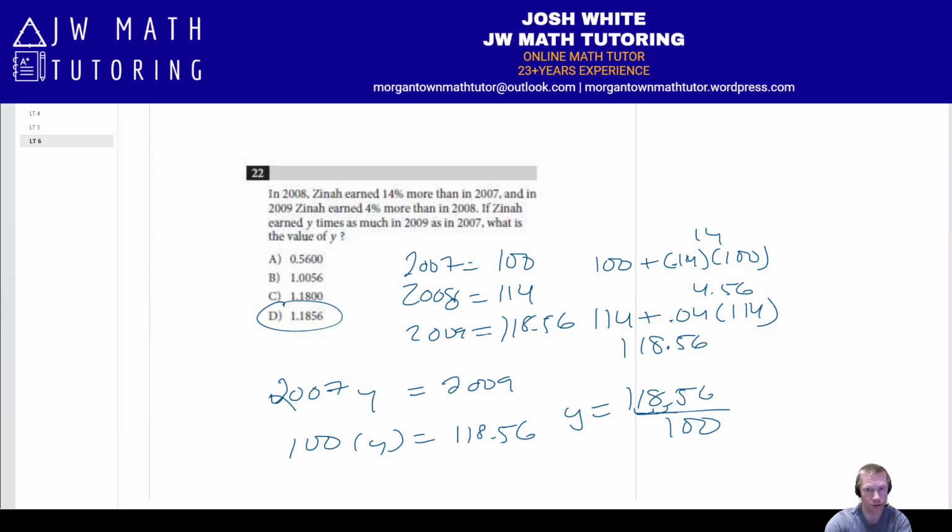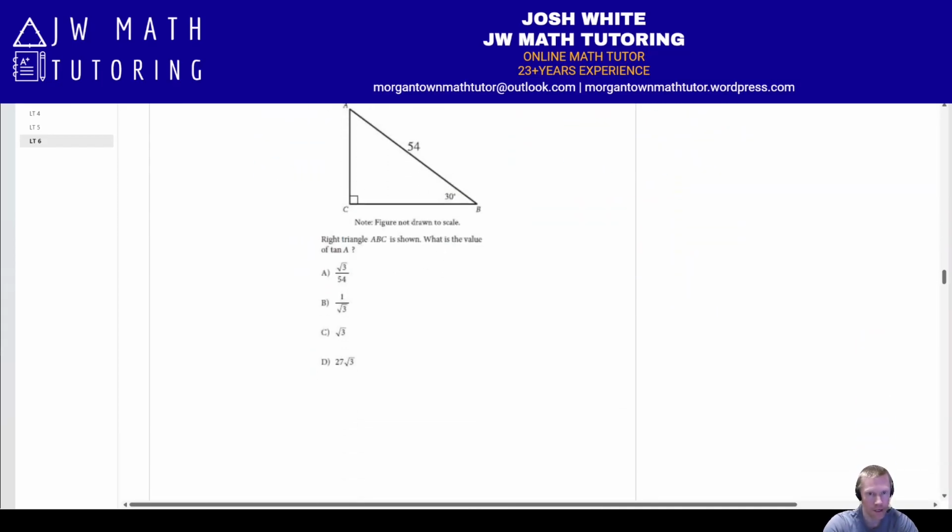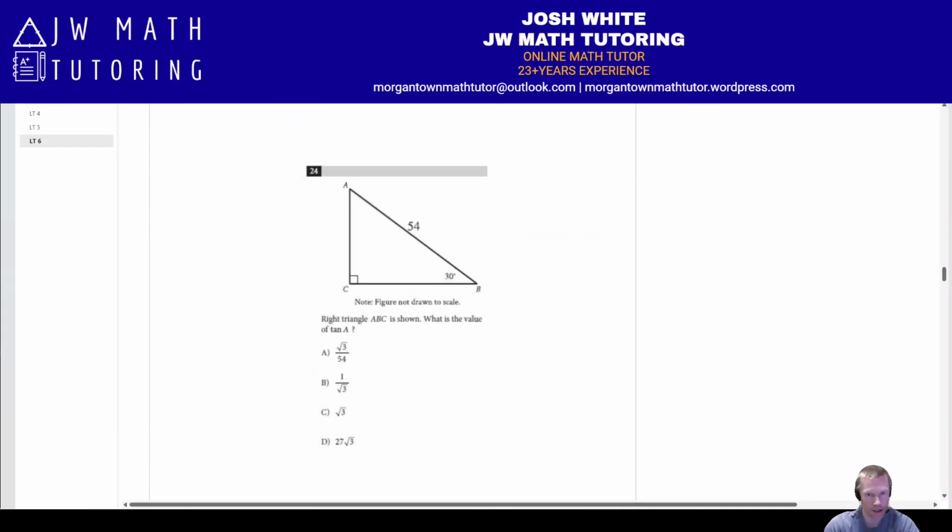And again, that's why I like to choose 100, because once you get to the last step, you should be able to realize that it's just going to be the decimal point moved over 2 spots. Next up, question number 24, we have a basic trig problem here. What is the value of tangent A?